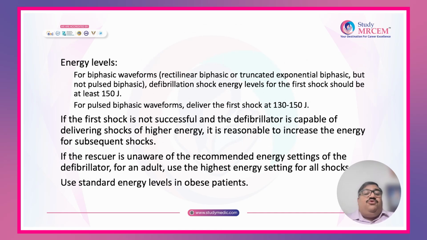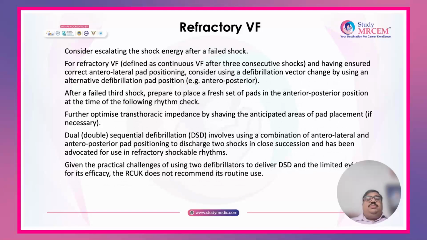Now coming to the energy level for biphasic waveforms, rectilinear biphasic or truncated exponential biphasic, defibrillation energy, you can usually start off at 150. For pulse waveform, deliver the first shock at 130 to 150, but if you have doubt in your mind, go ahead and give the maximum dose available in the defibrillator. If you are giving further shocks, like you have given 150, the further shock should be increasing in energy. So if you've given 150, the second shock should be 200. If in doubt, give the maximum energy available in the defibrillator. And for obese patients also, it is the standard energy that is recommended.